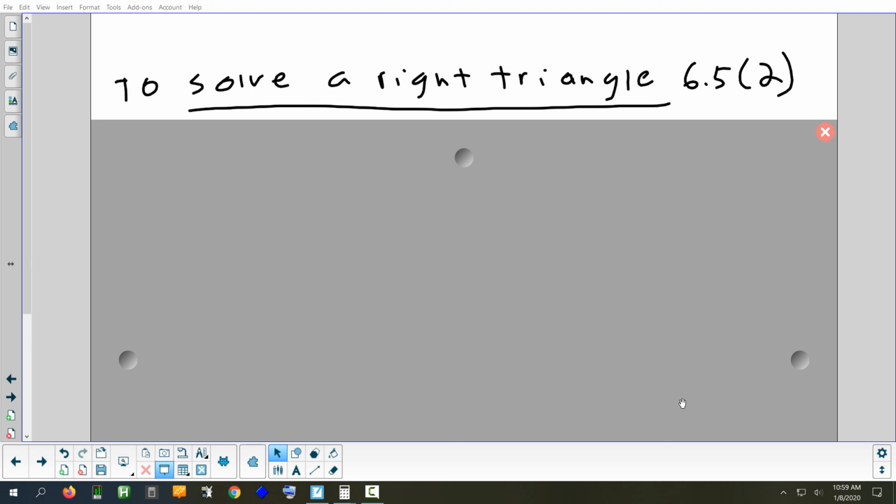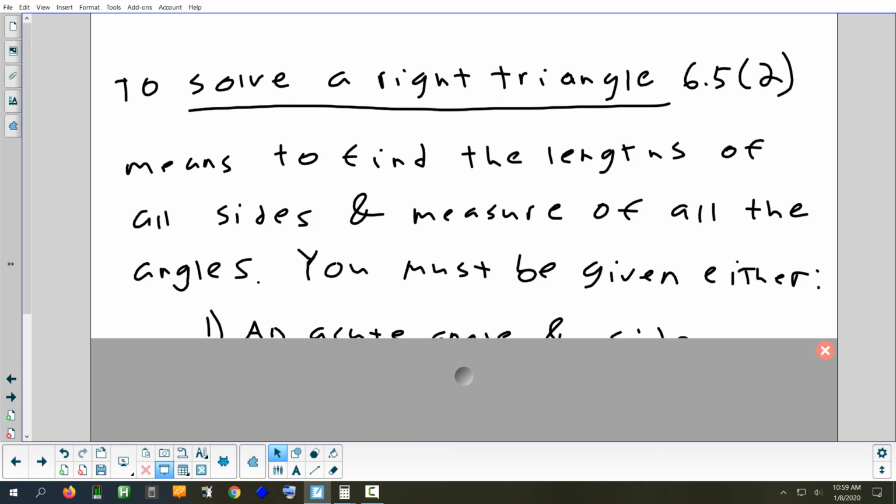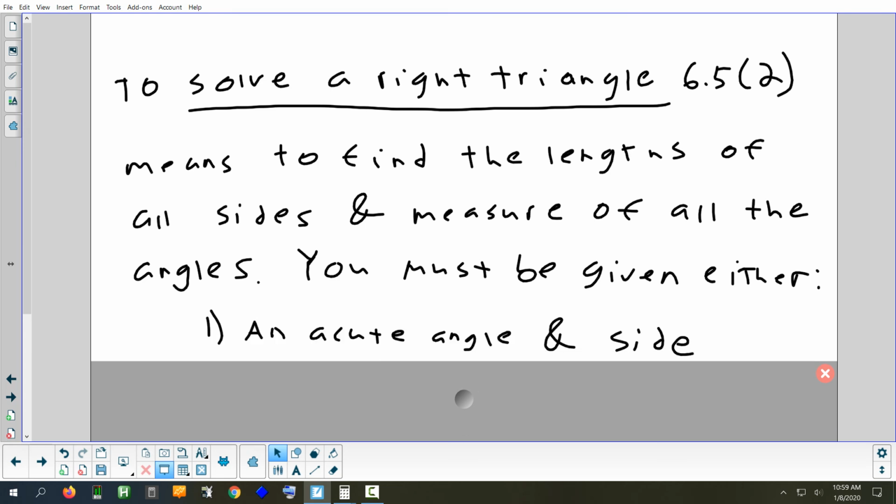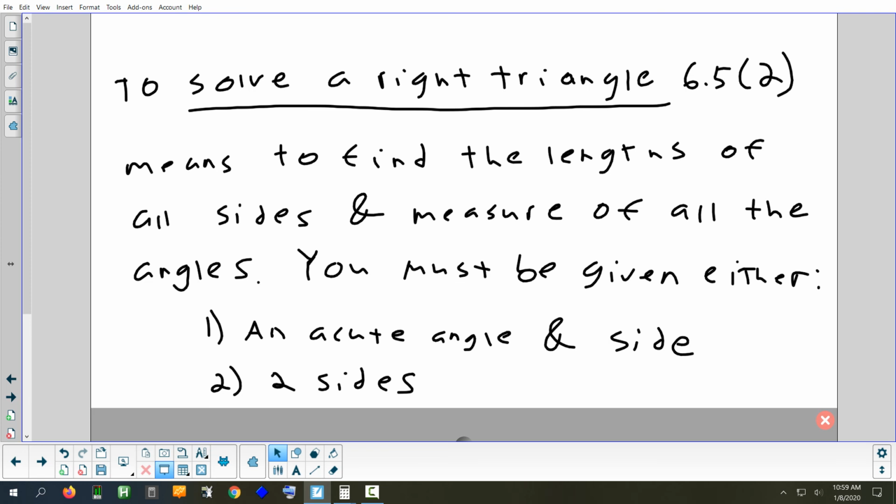So the last part of section 6.5 focuses on solving a triangle, which basically means to figure out how long all the sides are and how big all the angles are. So in a triangle, there are 3 sides, 3 angles. Now, if I want you to solve a triangle, I have to start you off with some information. There's 2 different cases of information I could start you off with.